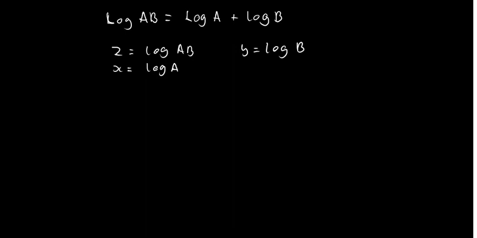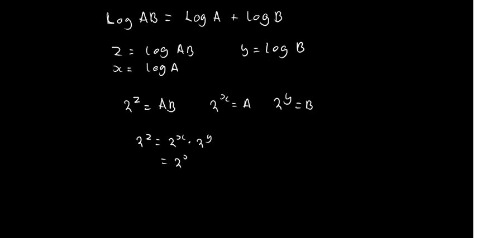What do we do? We put it in the exponent form. So 2 to the power z is equal to ab. 2 to the power x is equal to a. 2 to the power y is equal to b, right? Okay, so now what do we do? Well, 2 to the power z, we know that a is equal to 2 to the power x, so it's going to be 2 to the power x times 2 to the power y, which is then just 2 to the power x plus y, which is 2 to the power z.